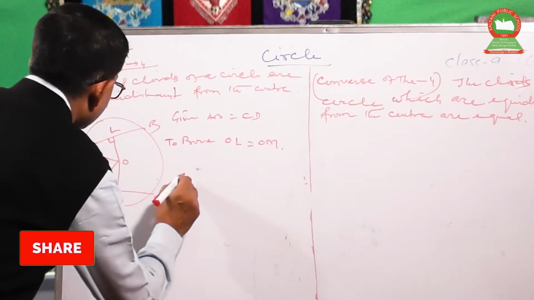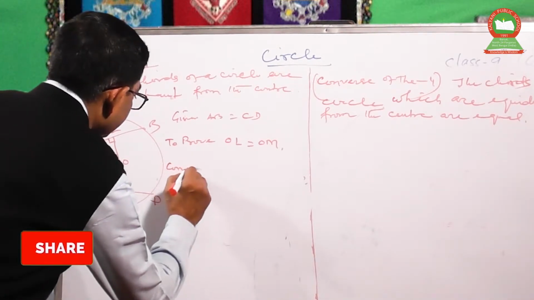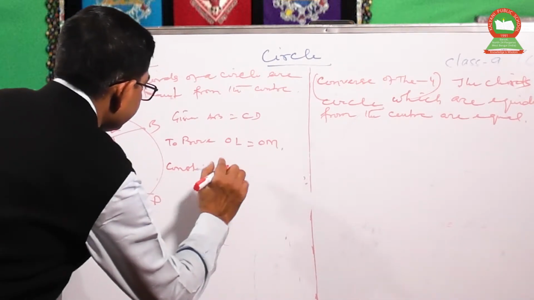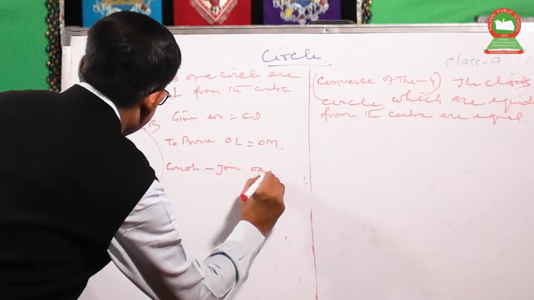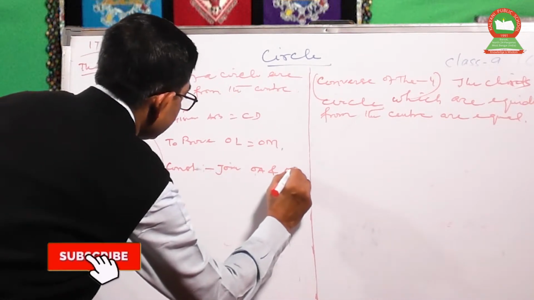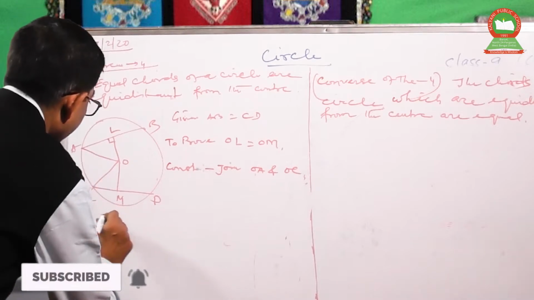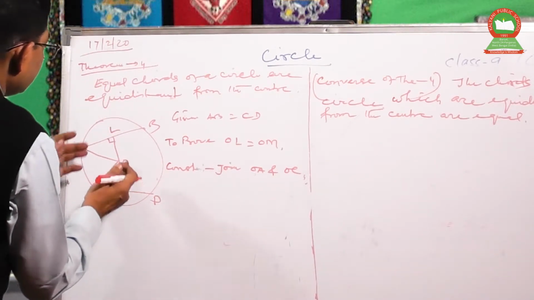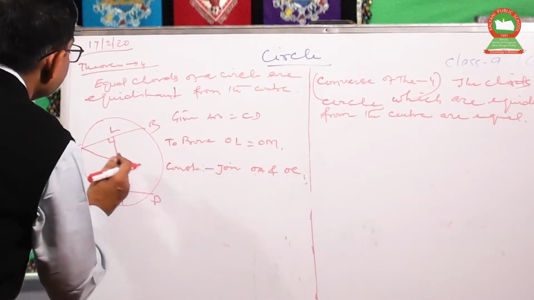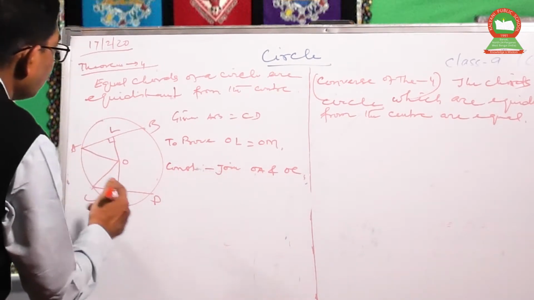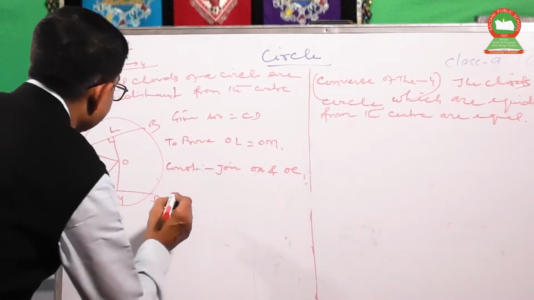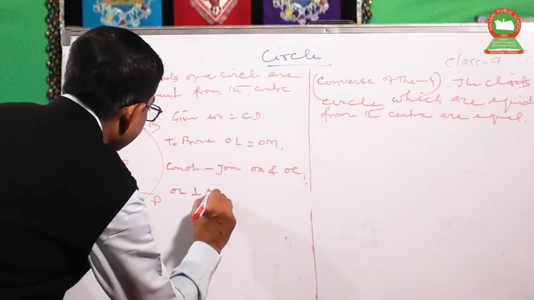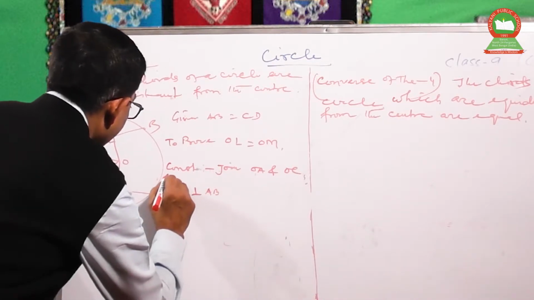Here we draw this construction: join OA and OC. Now we know the property that whenever we draw the perpendicular from the center to any chord, the chord gets bisected. That is, OL is perpendicular to AB. This is the proof.